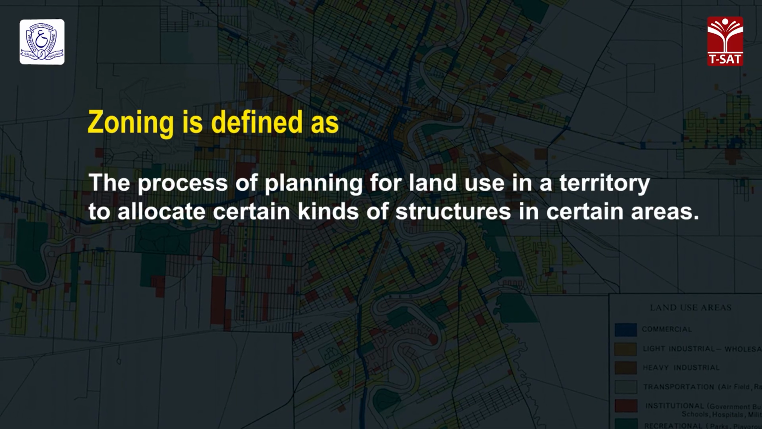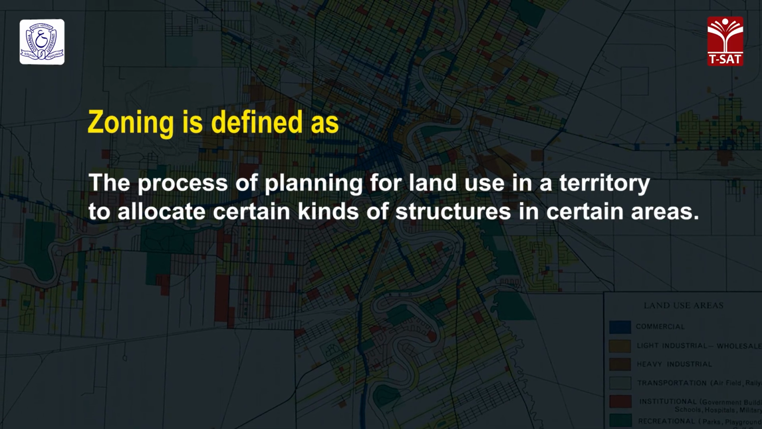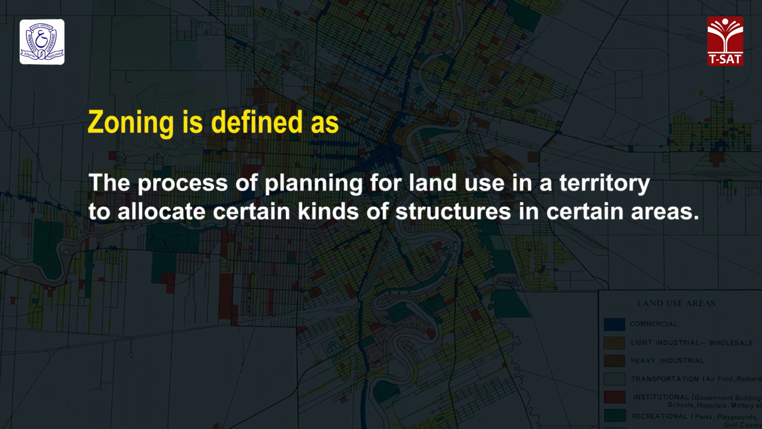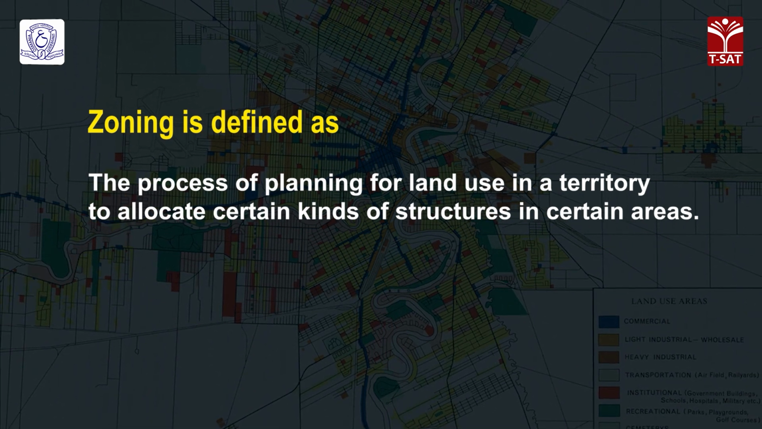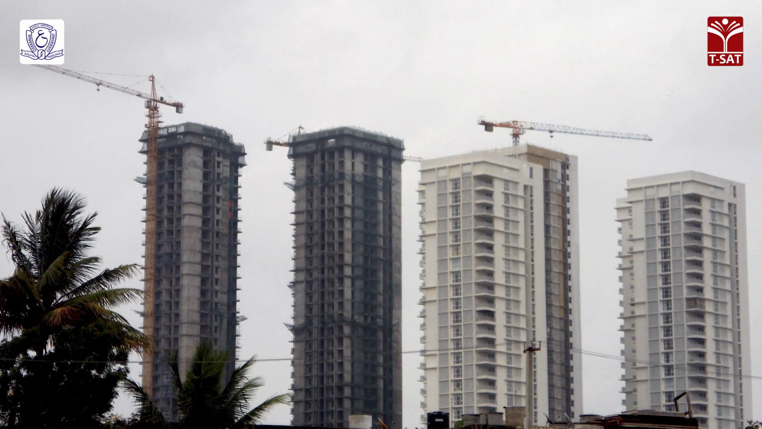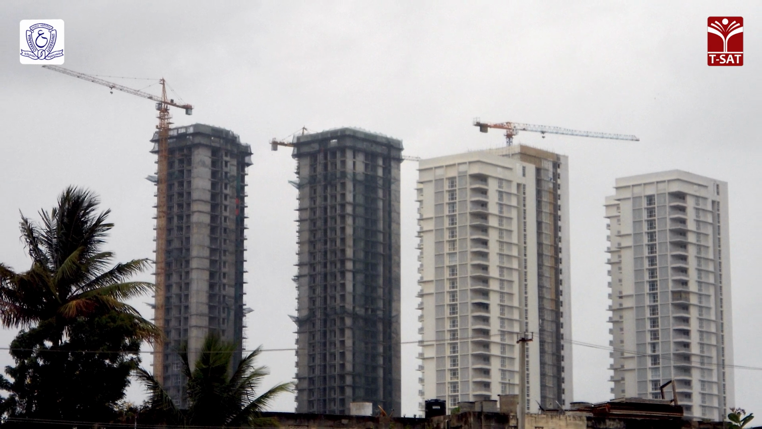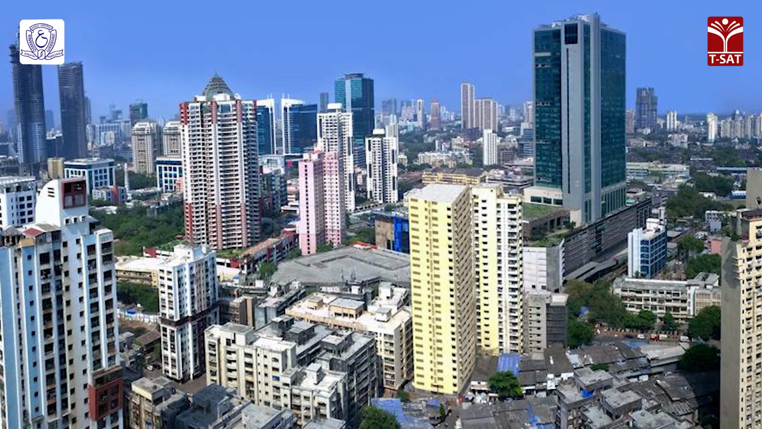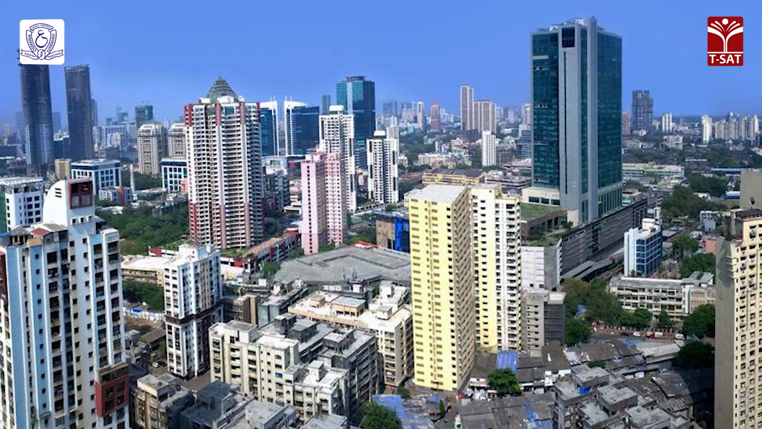Let us now discuss zoning. Zoning defines the mechanism and regulations by the municipal authority of the use of land and of the buildings. Zoning is defined as the process of planning for land use in a territory to allocate certain kinds of structures in certain areas. Zoning also includes restrictions with regard to the height of buildings, use of green space, density, that is number of structures in a certain area, types of businesses.